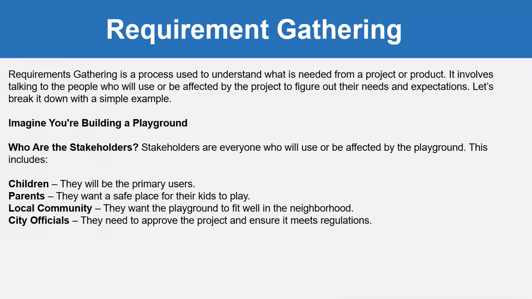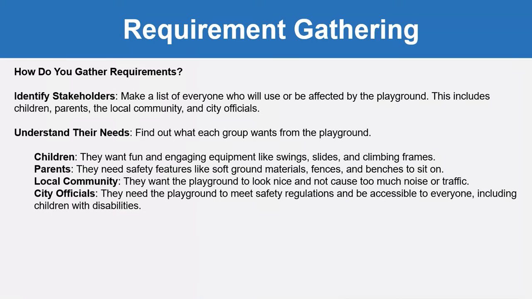and expectations. So let's assume that you are building a playground. For example, this is your project actually. So first you have to identify who the stakeholders are. Stakeholders are everyone who will use or be affected by the playground. For example, children, they will be the primary users. Parents, they want a safe place for their kids to play. Local community, they want the playground to fit well in the neighborhood. City officials, they need to approve the project and ensure it meets regulations, and there would not be any regulatory issue.